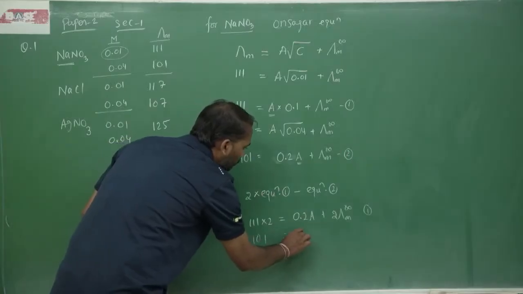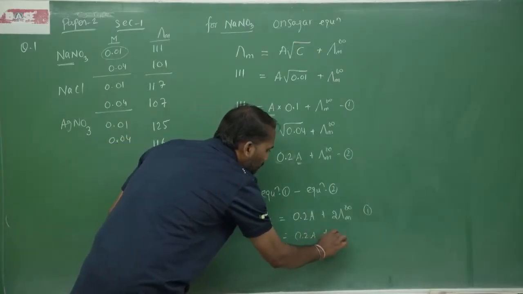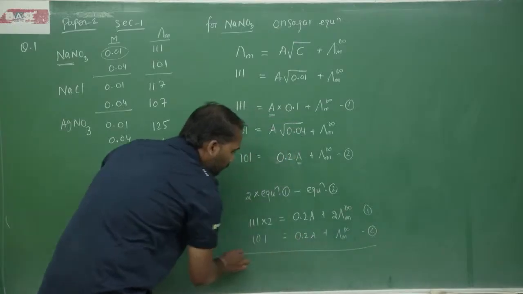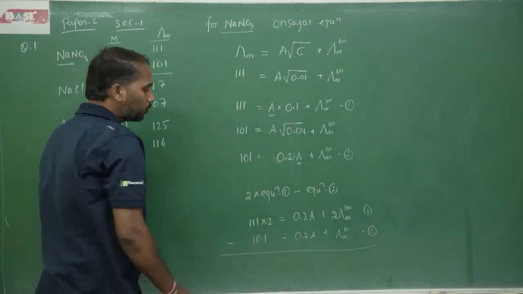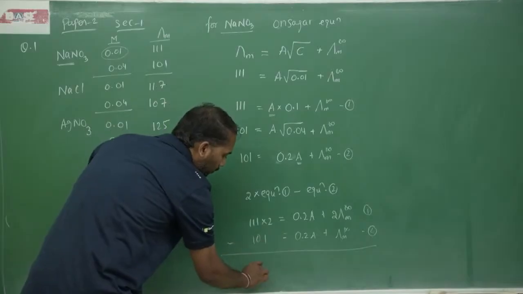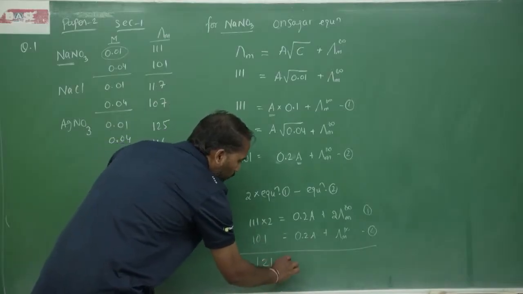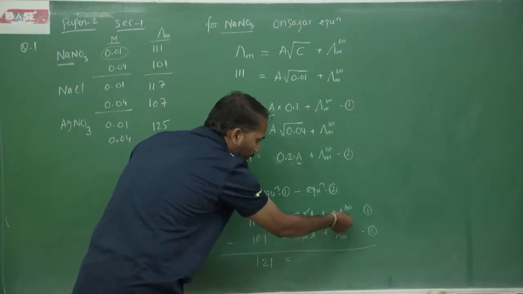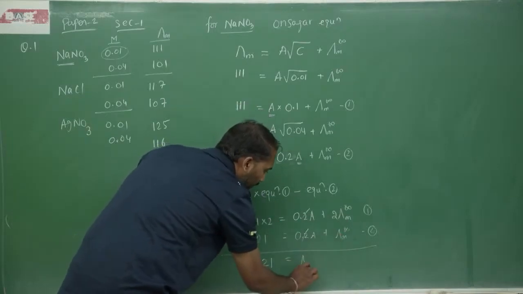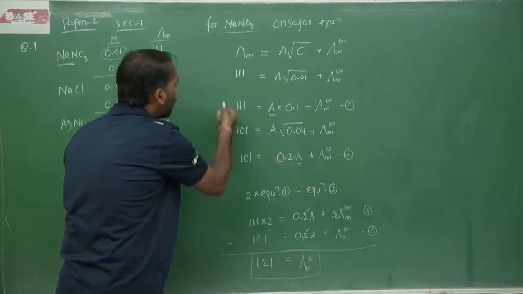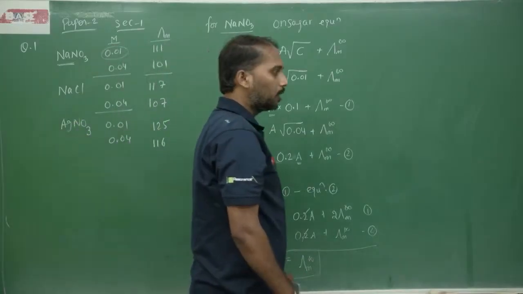And equation 2 as it is: 101 equals 0.2 into A plus lambda m infinite. If you subtract both, what do you get? 111 into 2 is 222, and 222 minus 101 is 121. The A term cancels, and 2 lambda infinite minus lambda infinite is lambda infinite. So lambda infinite for NaNO3 is 121.